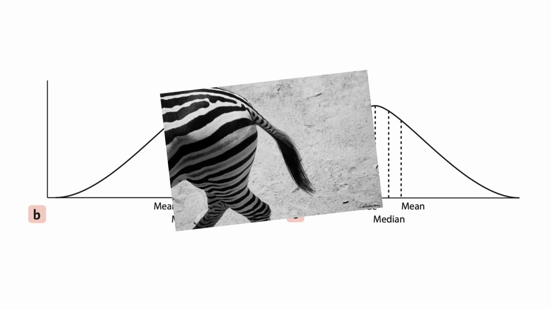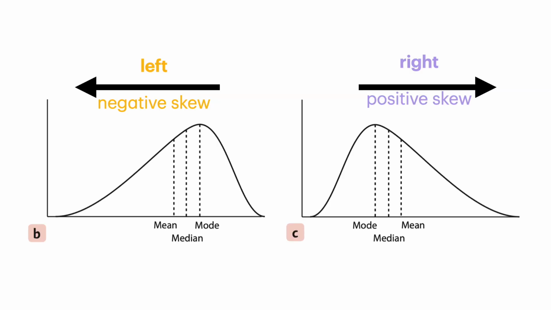Well, a quick tip to quickly figure that out is to look at the tail and look at which direction the tail end of the graph is going. If the tail end is going towards the right, that is known as a positive skew, and if it's heading towards the left, this long tail, this is known as a negative skew.